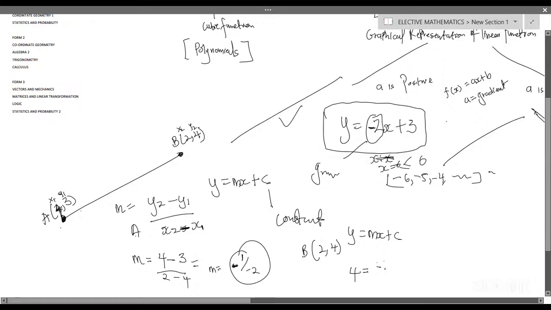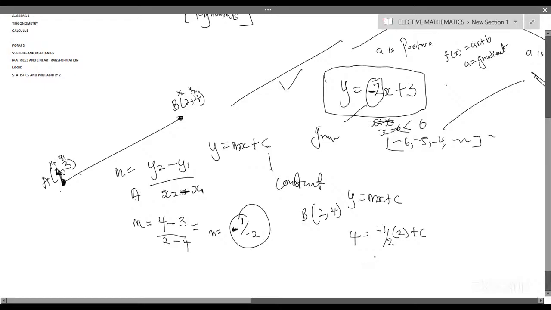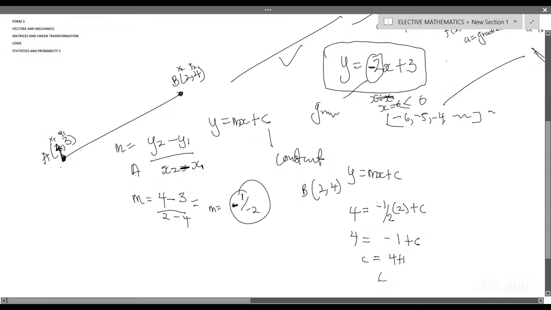So we are finding c. What is it going to be? Tell me the final one. Okay, so let's just solve it. 4 equals minus half times 2, plus c. So c will be equal to what? 4 plus 1, right? And c will be equal to 5.